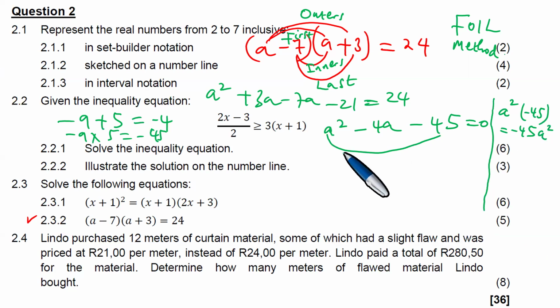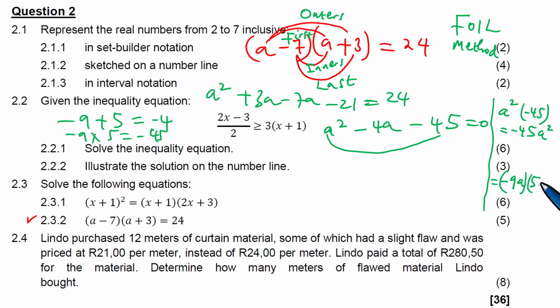You multiply the a squared and the minus 45, and you get minus 45 a squared. And then you factorize this minus 45 a squared. You look for the factors of this which will yield the middle term. You look for the factors of minus 45 that will bring minus 4. And those factors are minus 9a and 5a.